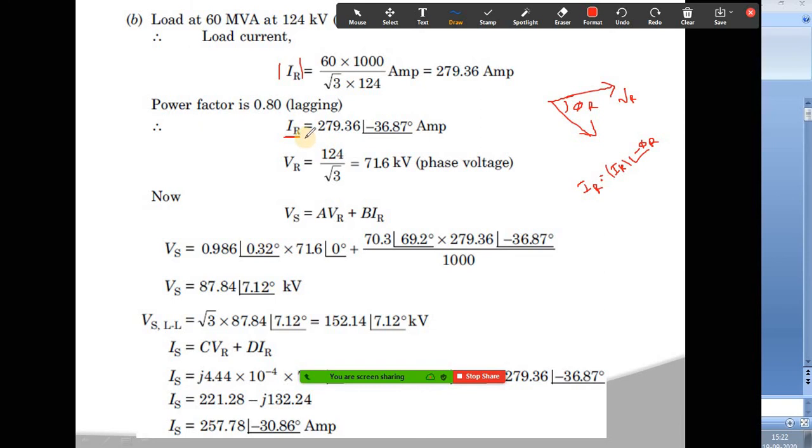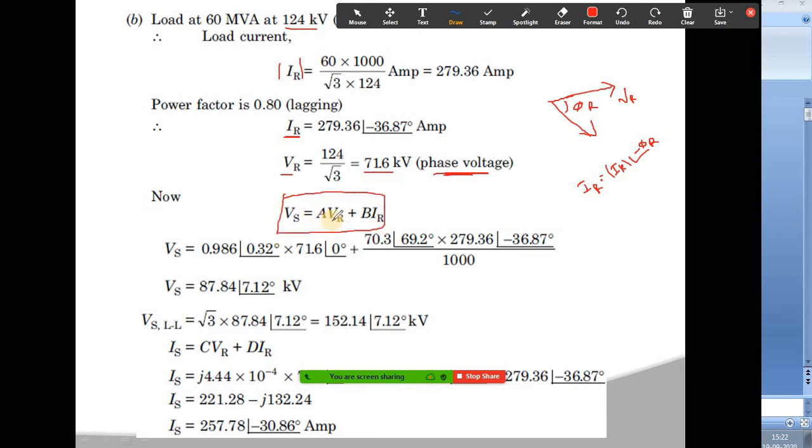Okay, so you can write IR as 279.36 at an angle of minus 36.87 degrees, and VR value is 124 kilovolts, which is the line voltage. If you convert that into phase voltage, you have to divide that with root 3, you will get 71.6 kilovolts, which is a phase voltage. Okay, so now after getting VR, IR and ABCD parameters, you can calculate the VS.